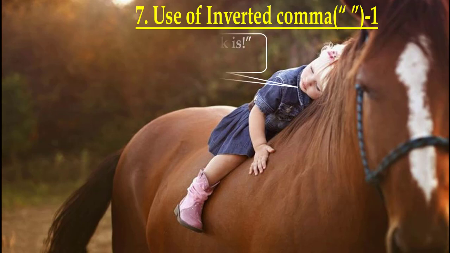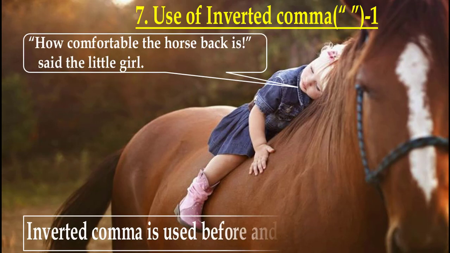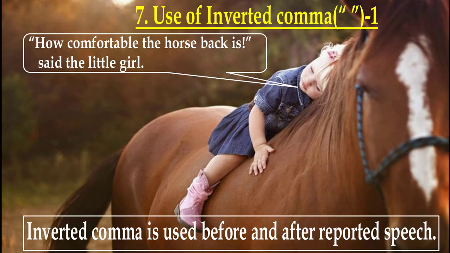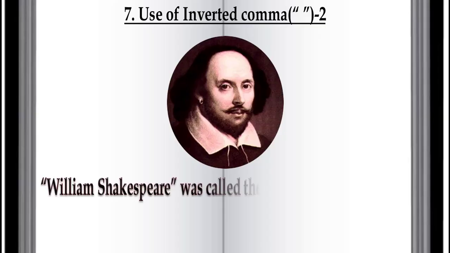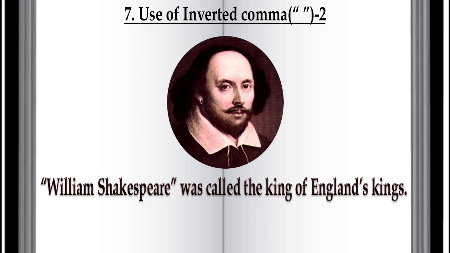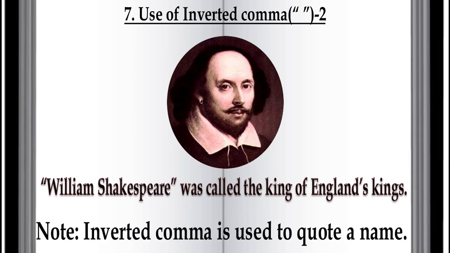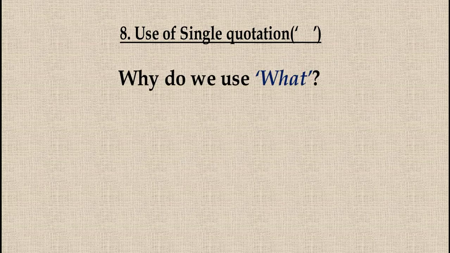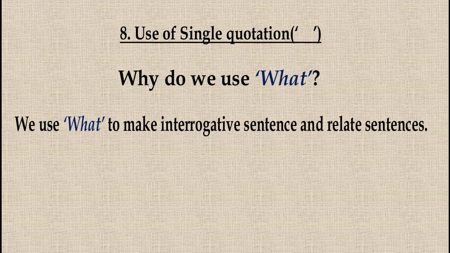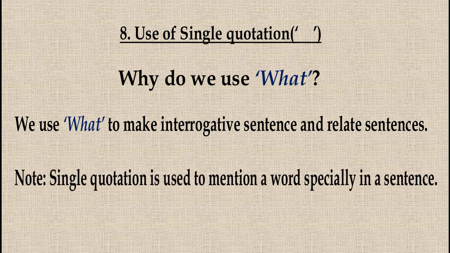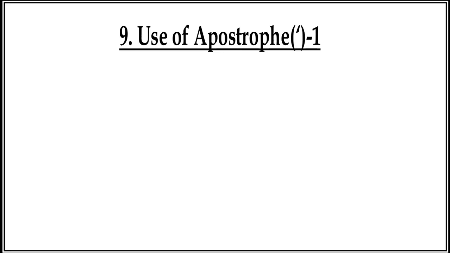Inverted comma 1. "How comfortable the horseback is," said the little girl. Inverted comma is used before and after reported speech. Use of inverted comma 2. William Shakespeare was called the "King of England's king." Inverted comma is used to quote a name. Why do we use single quotation? We use it to make interrogative sentences and relative sentences. A single quotation is used to mention a word, especially in a sentence.